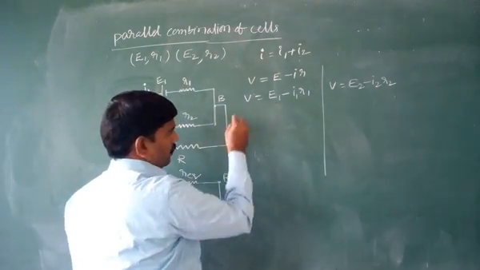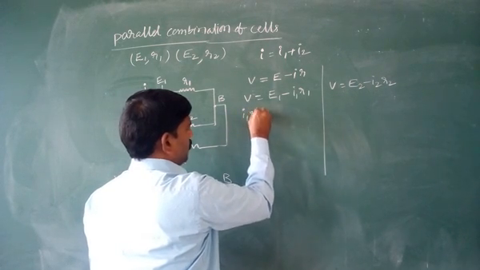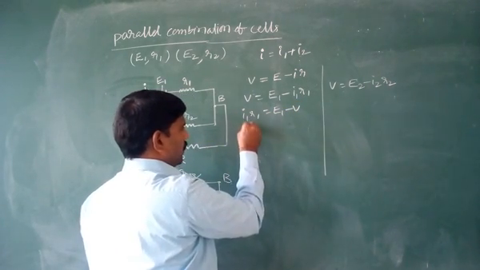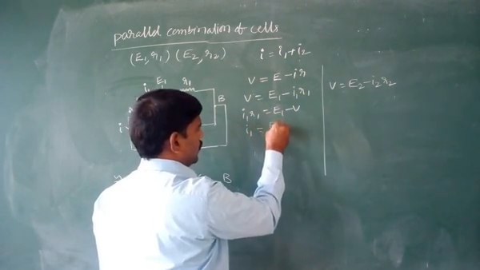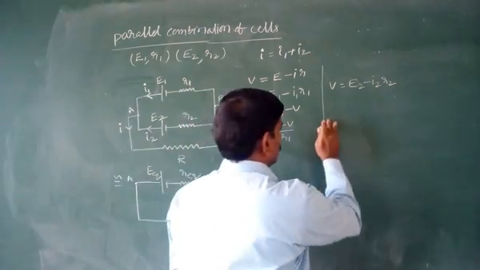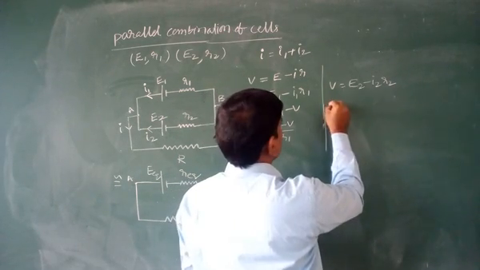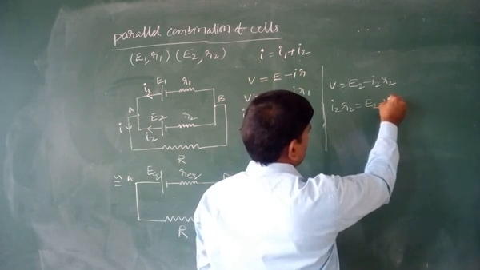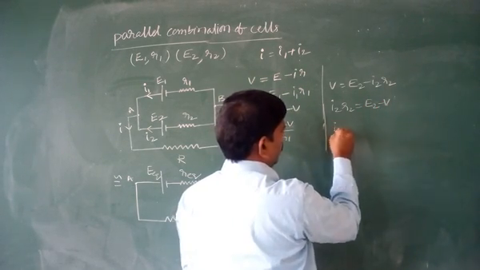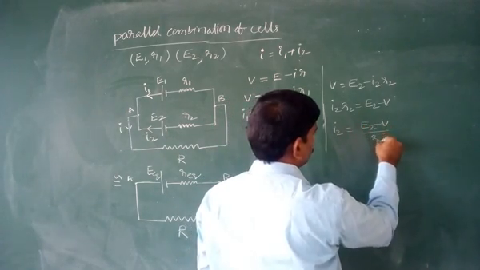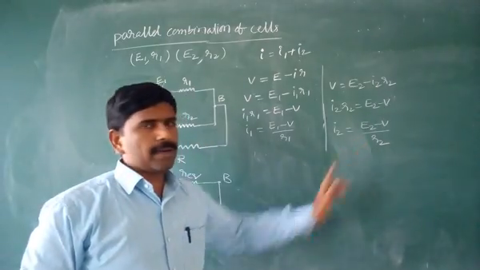So from here, I1 into R1 is equal to E1 minus V. From this, I1 is equal to (E1 minus V) by R1. Similarly, I2 into R2 is equal to E2 minus V. From this, I2 is equal to (E2 minus V) by R2.